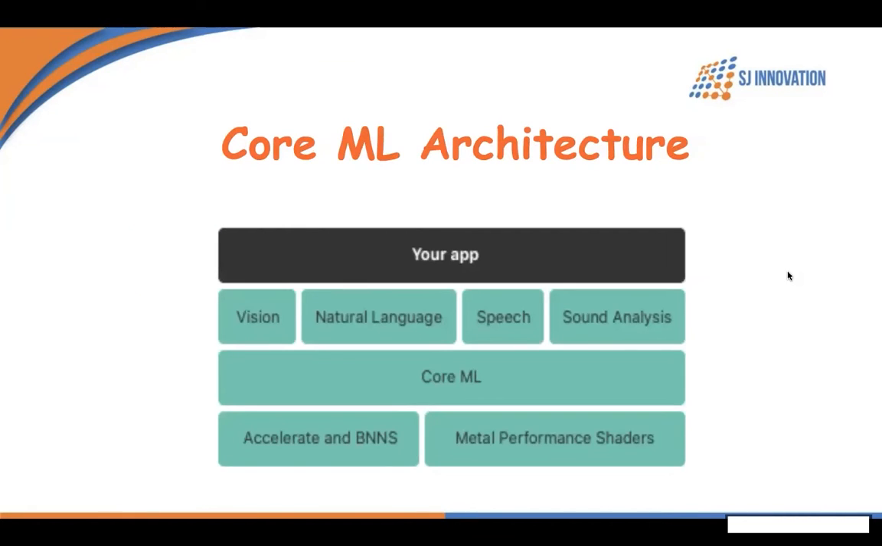Okay, so this is the CoreML architecture. CoreML is built on top of Accelerate and BNNS, which are Apple frameworks, and Metal Performance Shaders for graphics. Also, it supports Vision for analyzing images, natural language processing for text, speech for converting audio to text, and sound analysis for identifying sounds in audio.